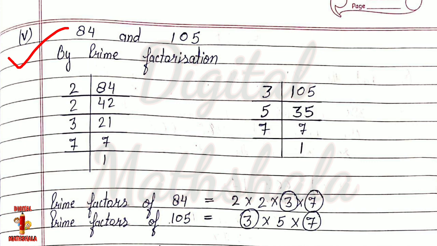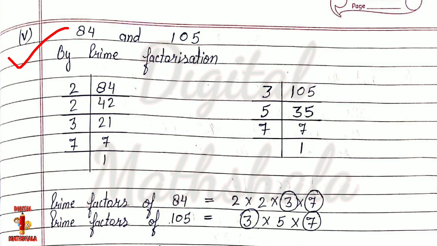Here you can see the last digit is 5, so it will be easily divisible by 5. We will divide that and then we will have 7. 7 is a prime factor, so we will divide by only 7. So here the prime factors of 105 are 3 multiply 5 multiply 7.